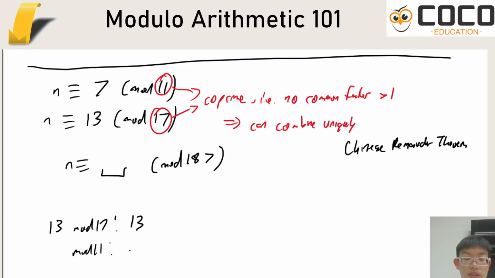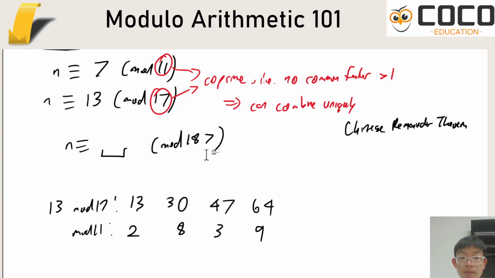So 13 is 2. Now if I add 17, 30 is now 8 mod 11. And if I add again, this is now 3 mod 11. If I add it again, this is now 9 mod 11, and you feel that, is it really going to work eventually? Well, the answer is yes.